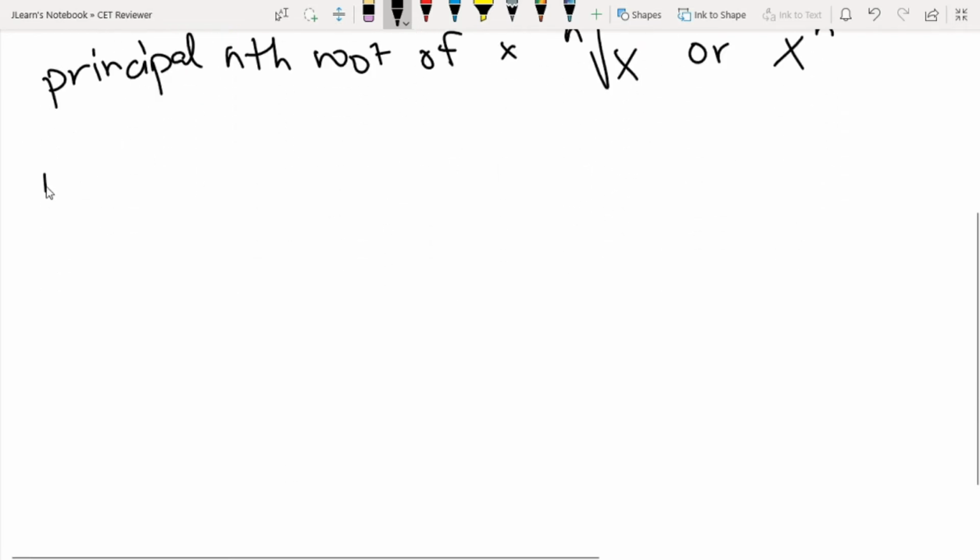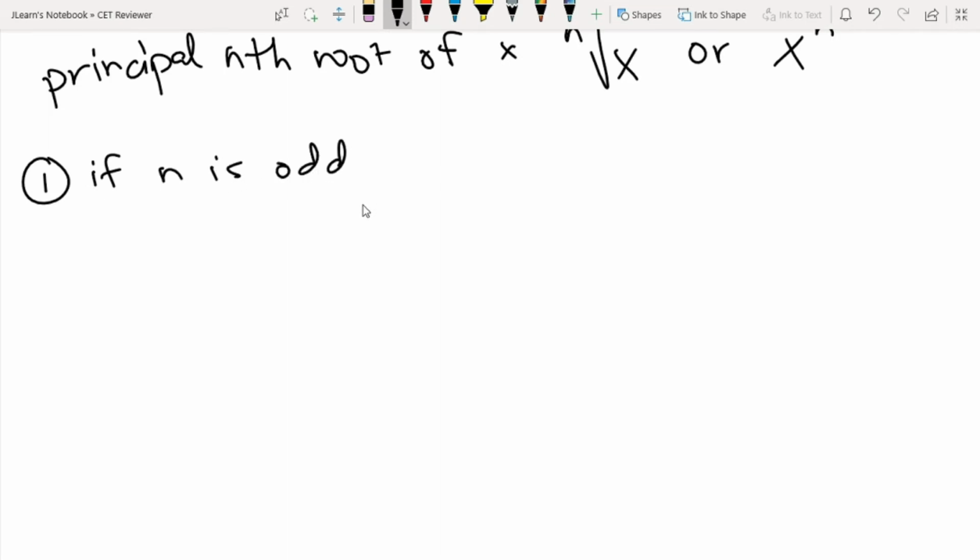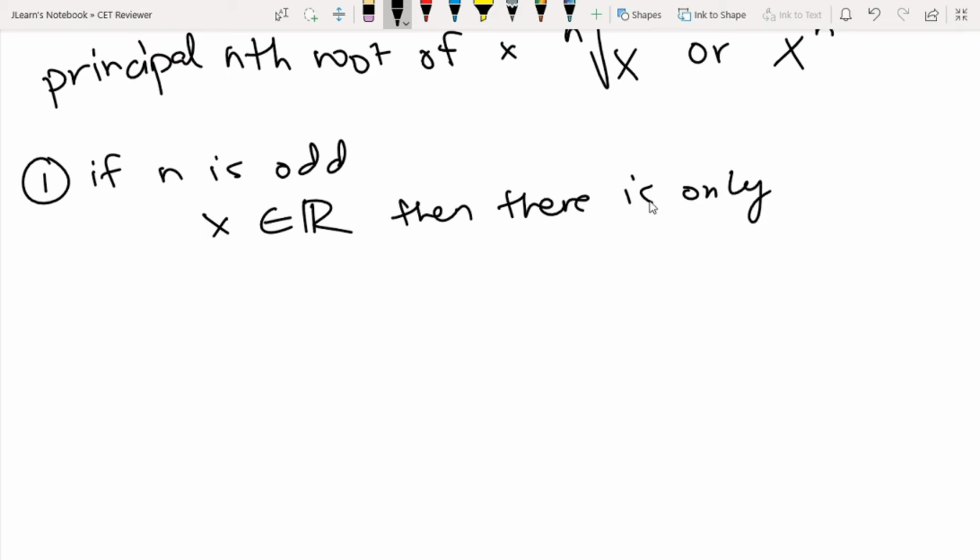If n is odd, then x represents a real number, no? X represents a real number, then there is only one real na nth root of x. Okay? And we call that the principal nth root. Okay? Take note if n is odd.